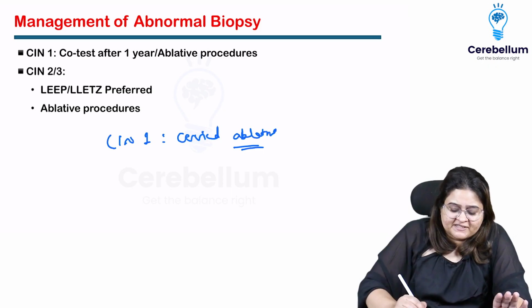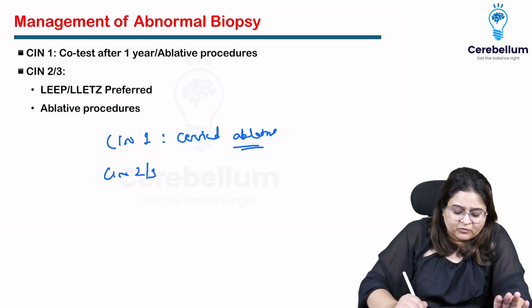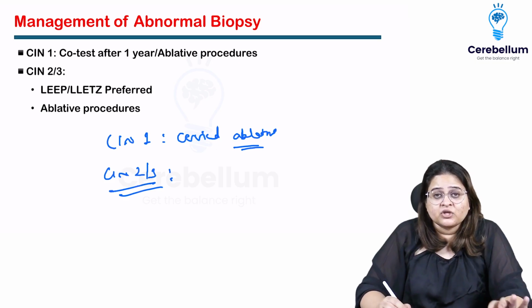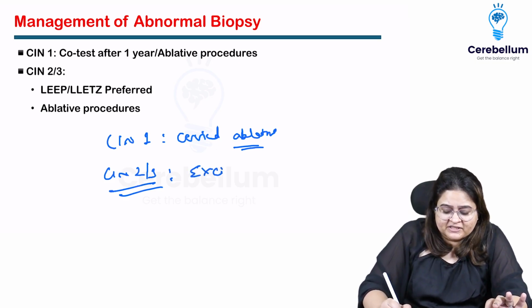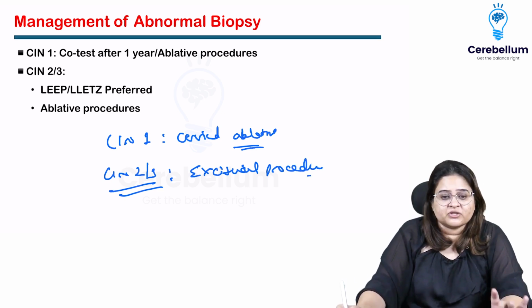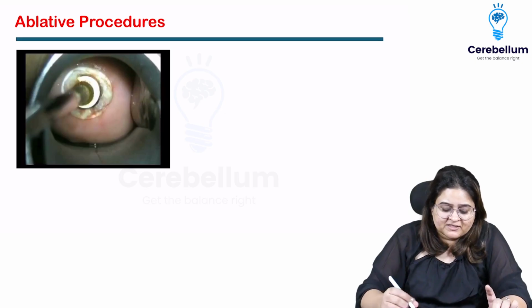Okay. And if it's CIN2 or 3, now here you're more worried, it is a high-grade lesion. So here you would prefer an excisional procedure. That means you're going to excise the transformation zone. So this is an ablative procedure.